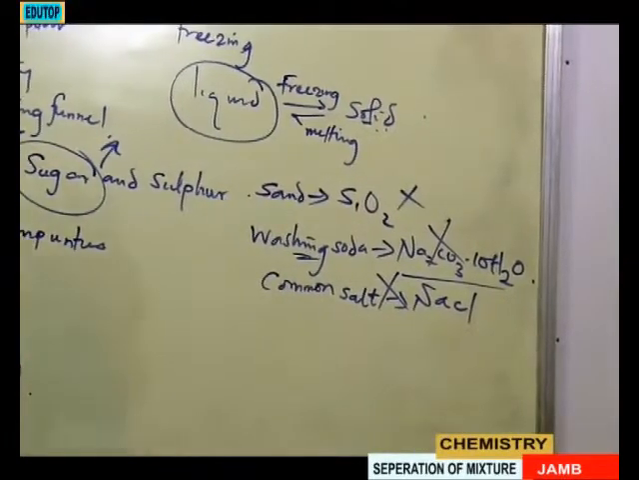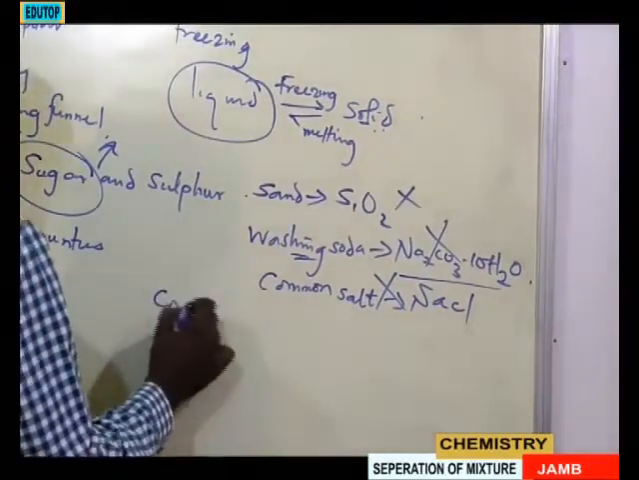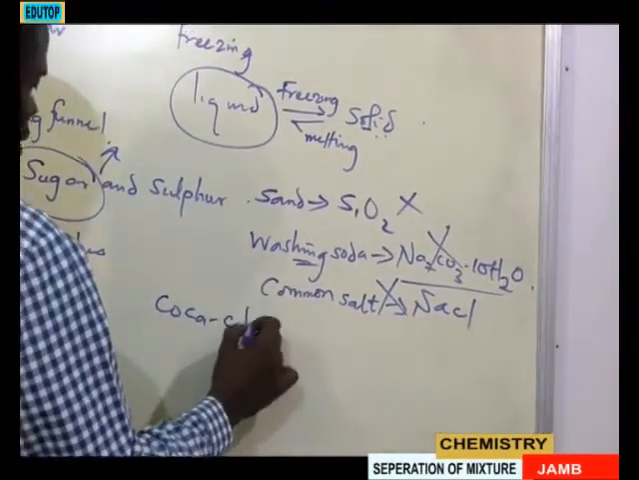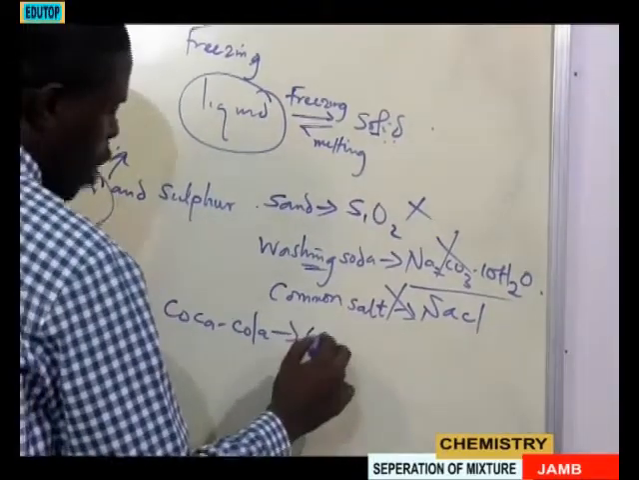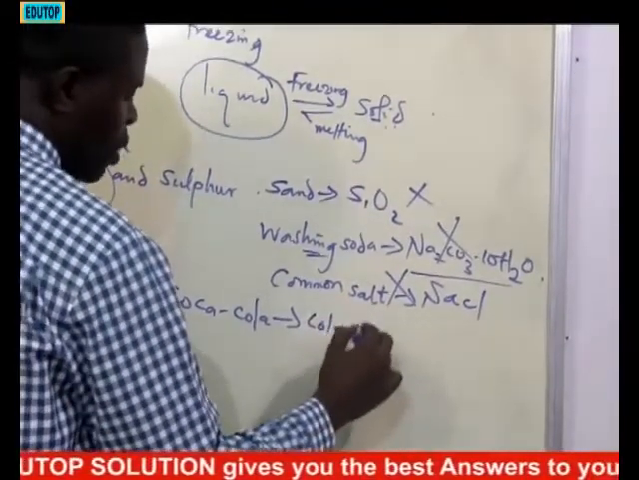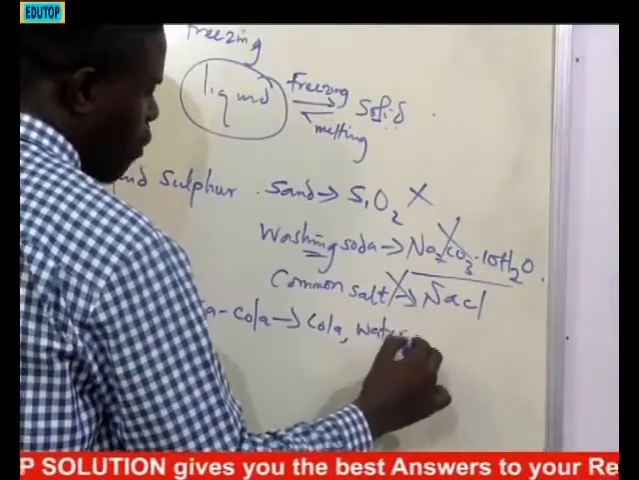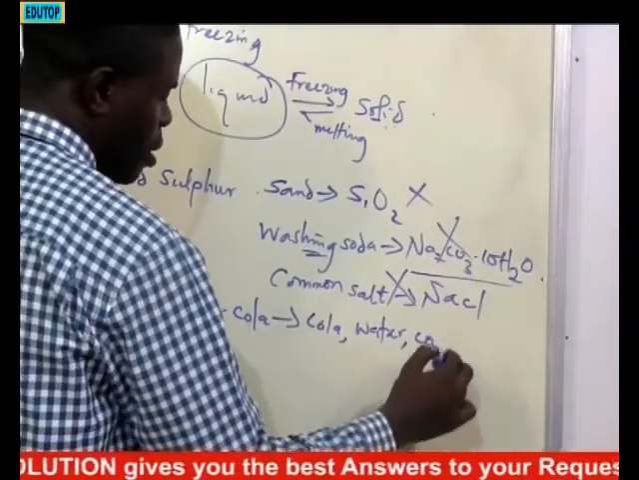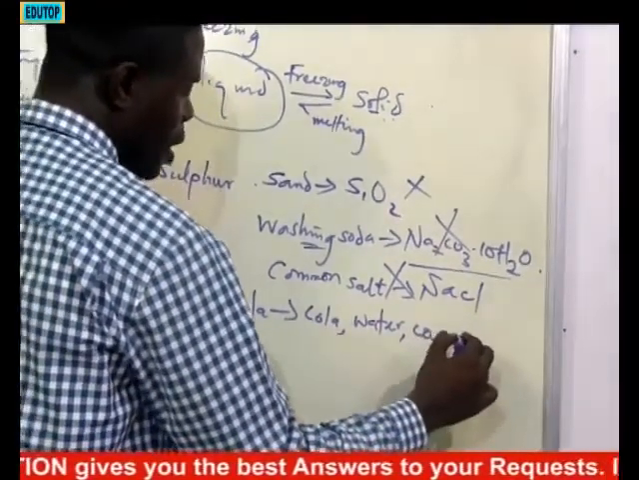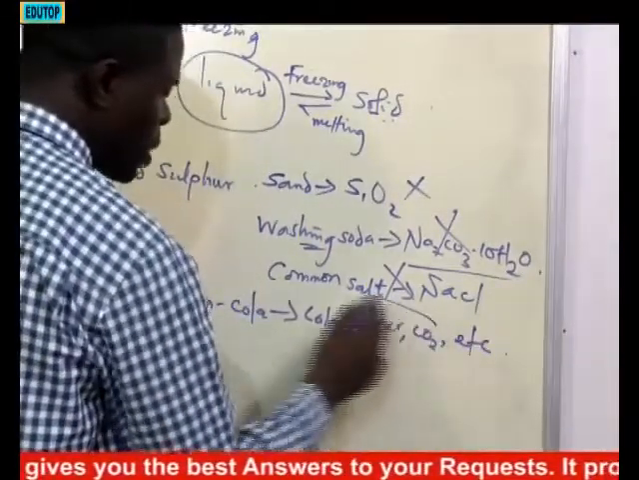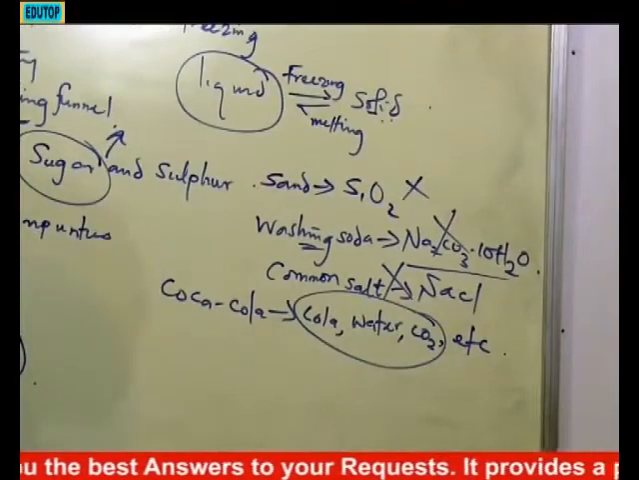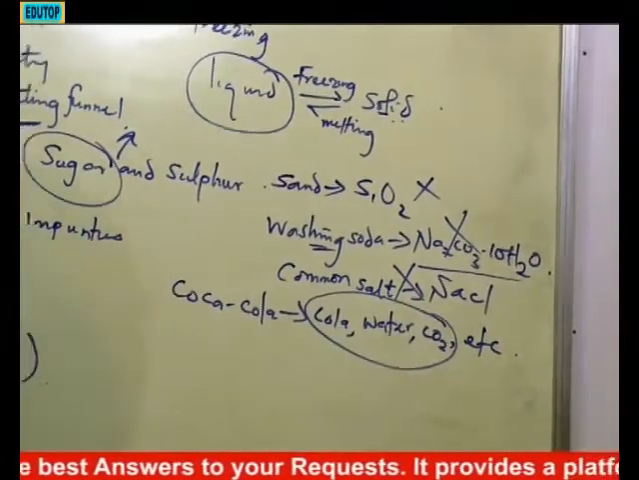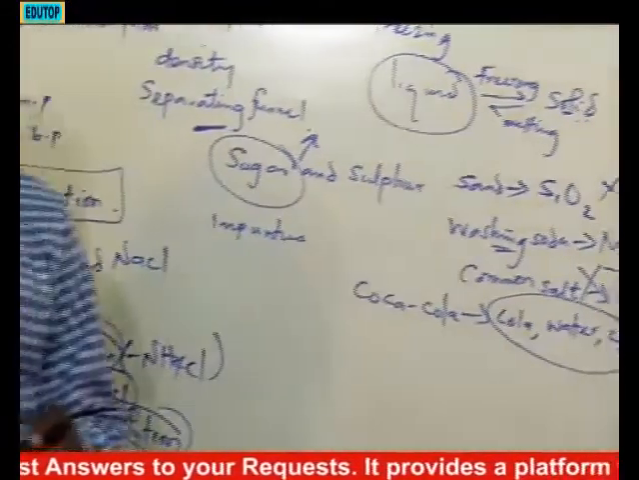Then the last one is Coca-Cola. Coca-Cola does not have a molecular formula because in Coca-Cola you have cola, you have water, you have carbon dioxide, etc. So how do you represent this by a chemical formula? It is impossible. So definitely Coca-Cola is the answer. That's option D.